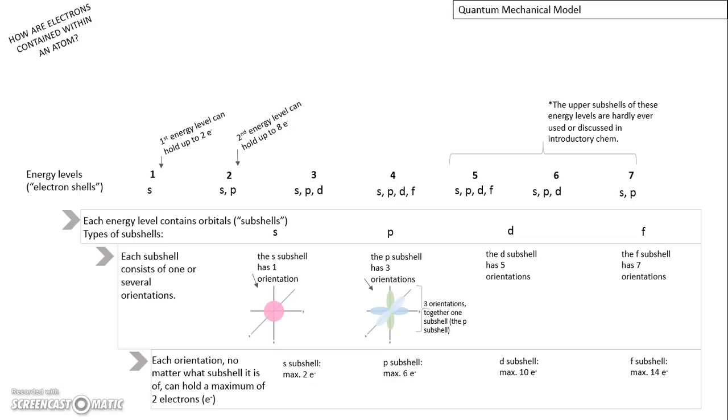The third energy level has an s subshell, which can hold 2, a p subshell, which can hold 6, and a d subshell, which can hold 10. 2 plus 6 plus 10 is 18, so the third energy level can hold a maximum of 18 electrons. The fourth energy level has an s subshell, which can hold 2, a p subshell, which can hold 6, a d subshell, which can hold 10, and an f subshell, which can hold 14. 2 plus 6 plus 10 plus 14 turns out to be 32 electrons maximum for the fourth energy level.